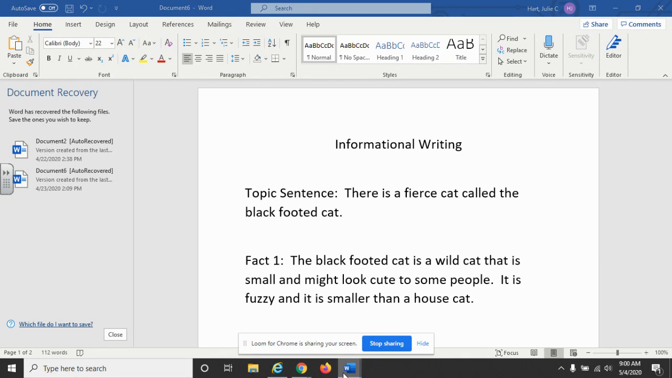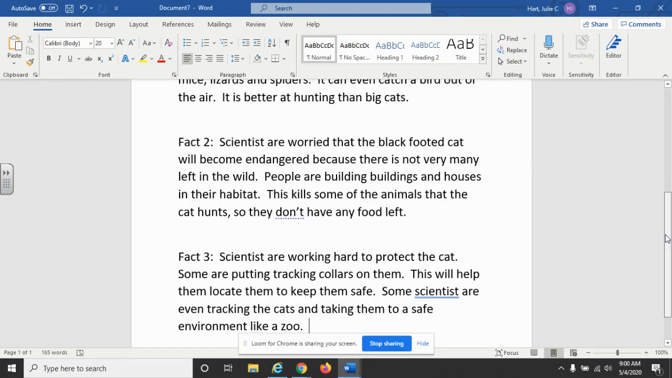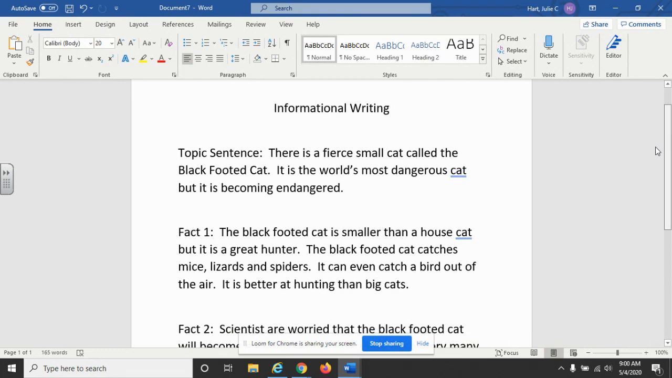Now, the second example will focus more, and you'll have more to write about if you choose to do this particular piece. If I do this, then I'm going to mention in my topic sentence that it's a fierce small cat called the black-footed cat, and it's the world's most dangerous cat, but it is becoming endangered. This gives me a lot more to write about if I choose to do it this way. And in my topic sentence, I've mentioned that it's becoming endangered. So therefore, I can include a paragraph about that.